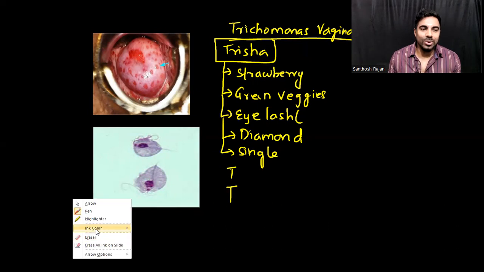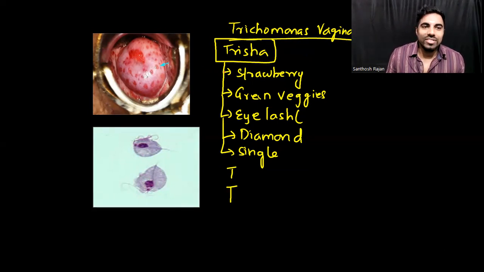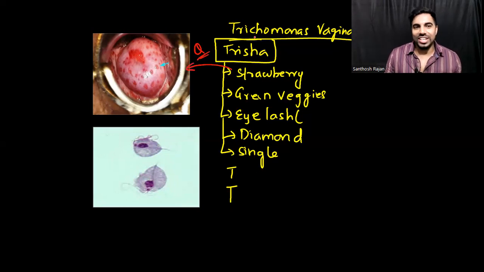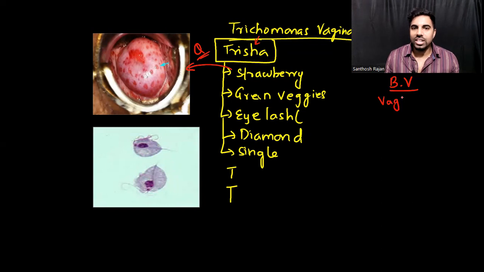I think you guys are already excited about it, because you must have guessed why I brought this clue, because there is an answer for everything. Strawberry appearance. See, this is the strawberry cervix. Strawberry cervix is characteristic for Trichomonas vaginalis. Trisha, Trichomonas vaginalis. See, one more thing before going there. Whenever you talk about bacterial vaginosis or vaginitis, what are the causes of vaginal discharge?